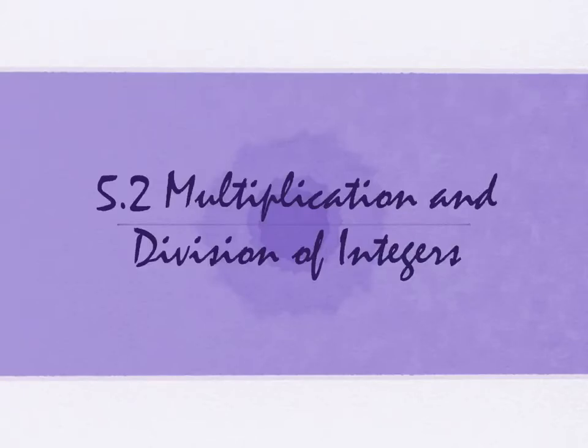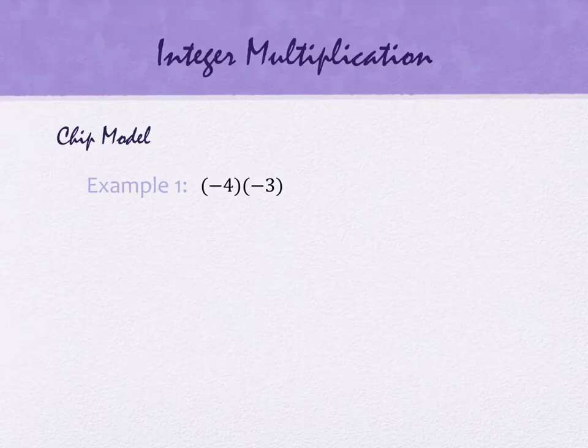All right, today we're going to take a look at section 5.2. It's titled Multiplication and Division of Integers. And although we don't have the chips with us, I'm sure you guys can imagine what it would be like if you did. So we're going to take a look, first of all, at the chips model. This requires a little bit more explanation than the other ones did.